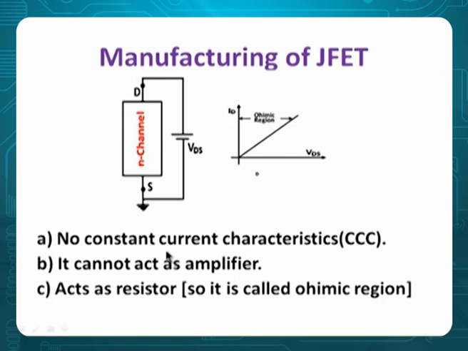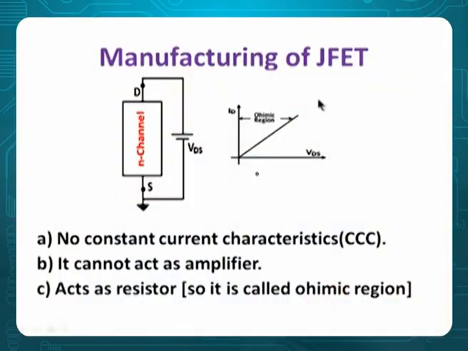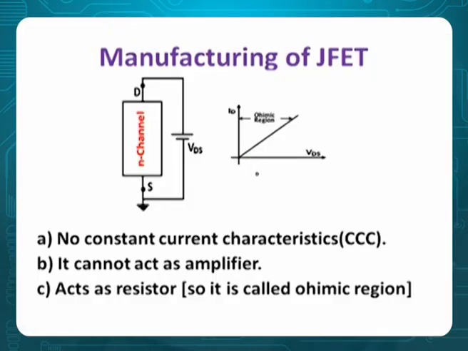When you vary VDS, current will increase. For every change in VDS, there is an increase in ID. When ID changes like this, we call it the ohmic region because it is behaving like a resistor. In this, there are no constant current characteristics. In fact, we always require constant current characteristics for any device to act as an amplifier. That's what we saw in BJT. But now it is not there. That's why it cannot act as an amplifier. It is acting like a resistor, so this is called the ohmic region.